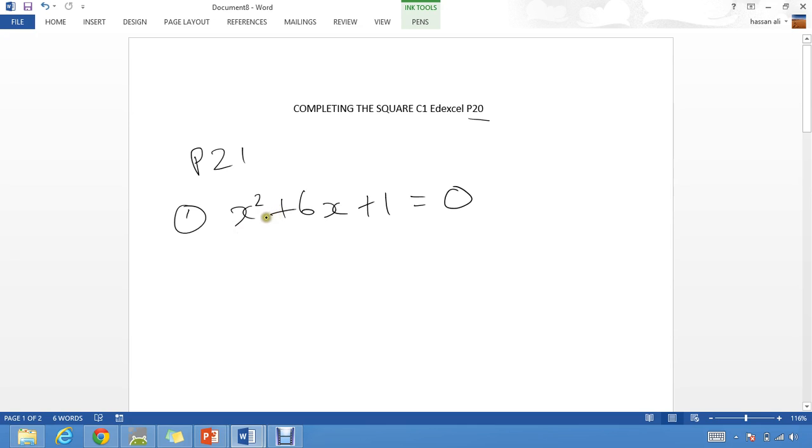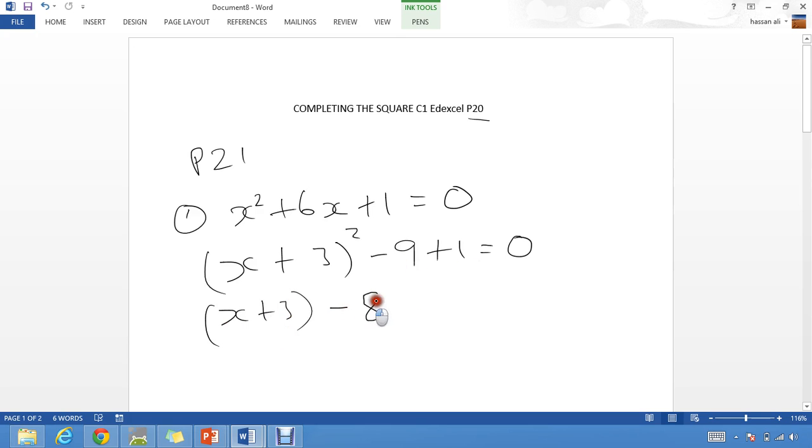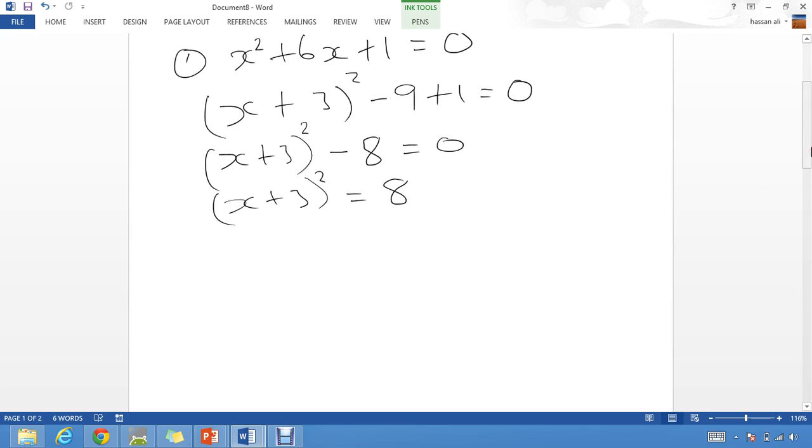Now what you want to do is complete the square on this. Same thing, you just divide it by 2, take away the square of that number, plus that one. Okay, solve this. Next bit here, minus 9 plus 1 will give you minus 8. Take that to the other side, I'll give you 8. And remember, to get rid of a square, we have to square root.